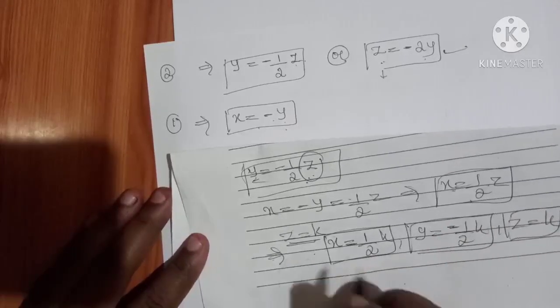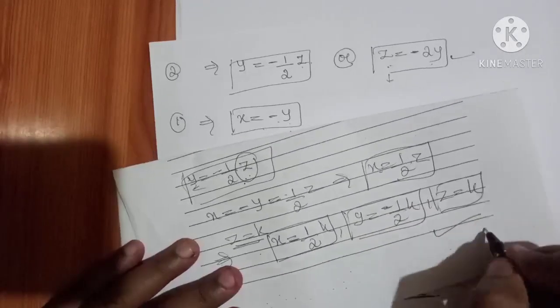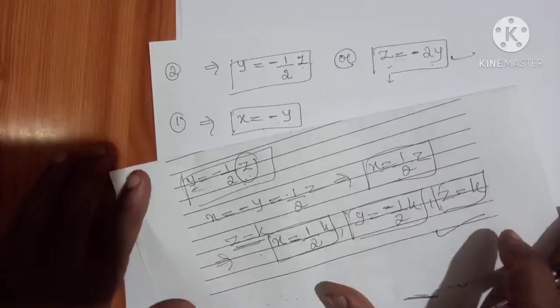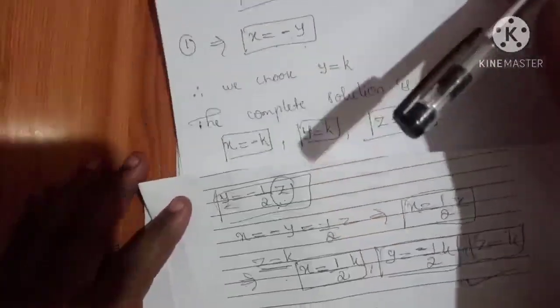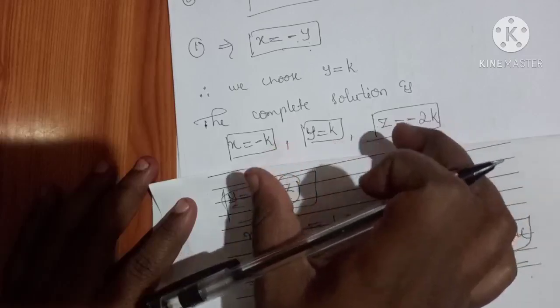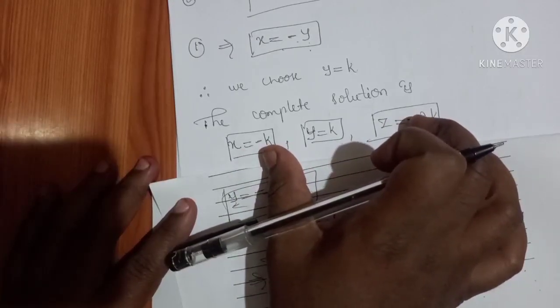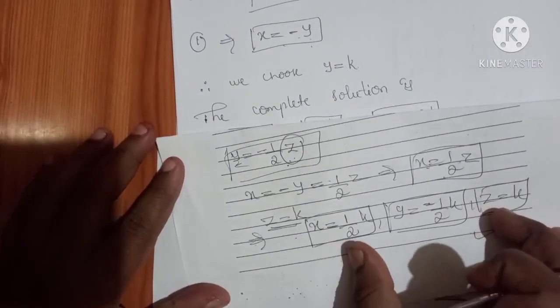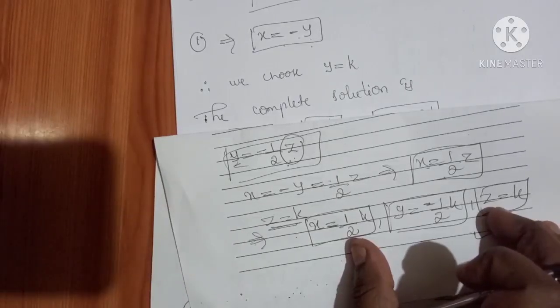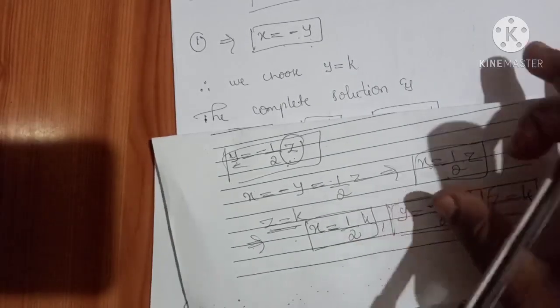Like this we get another set of solutions. Both are valid. You can observe that on substituting these values, this is also a set of solutions and this one is also a set of solutions. Here we get many sets of solutions.